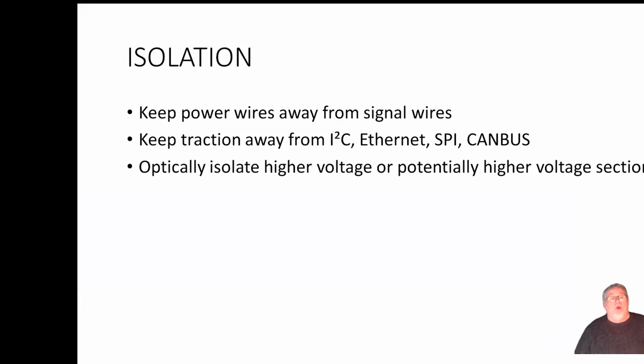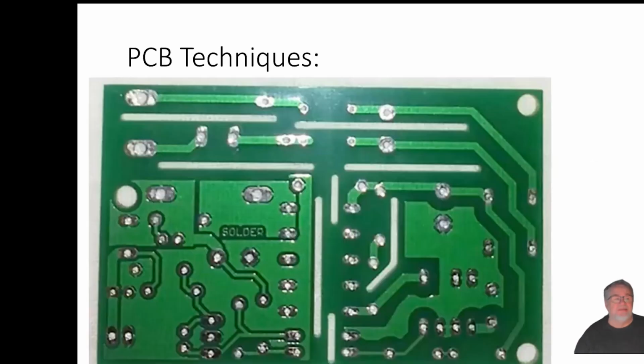Lastly, for current, we get onto isolation. We should keep power wires away from signal wires. We should keep traction away from anything that's a bit technical. We can optically isolate circuits.